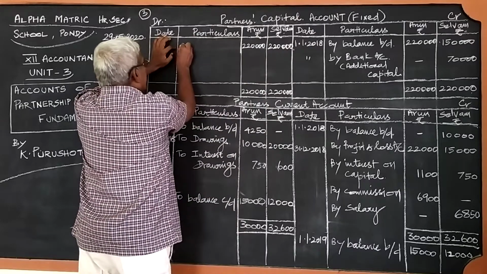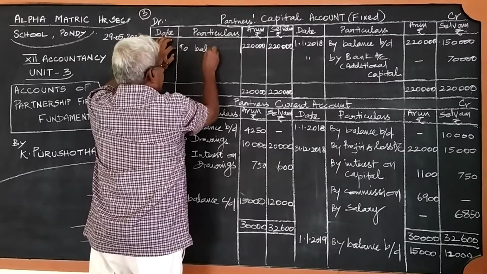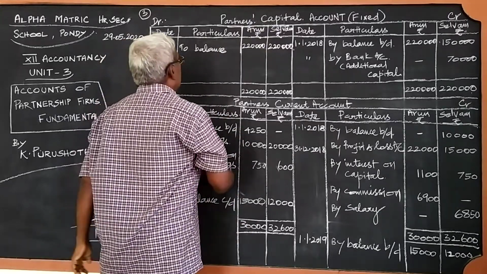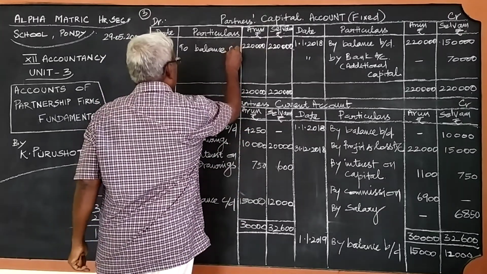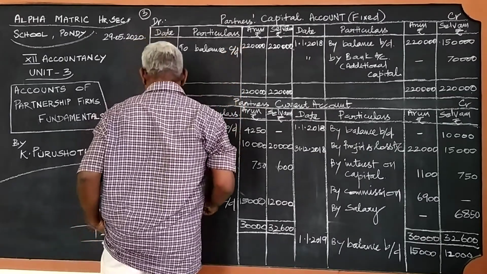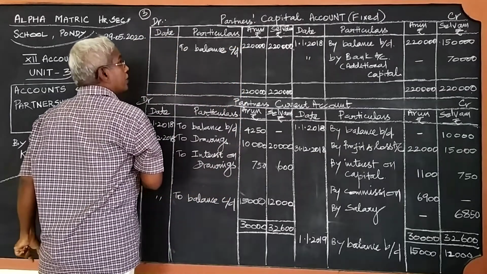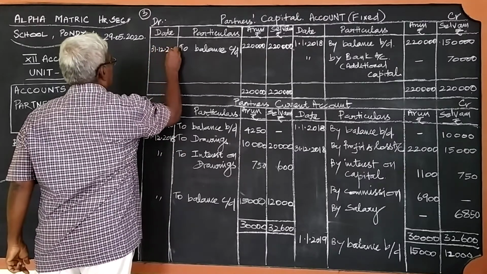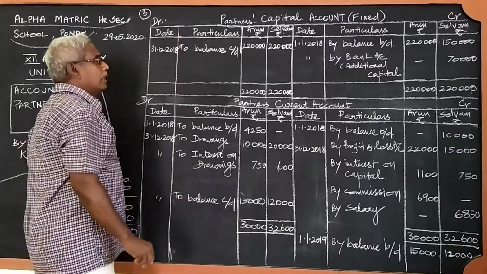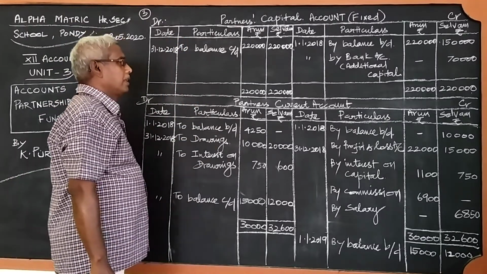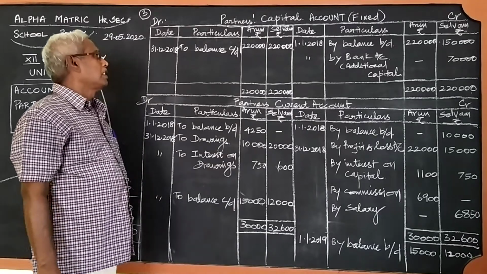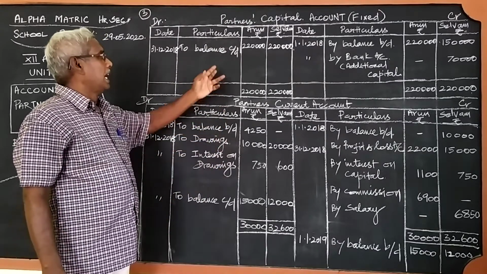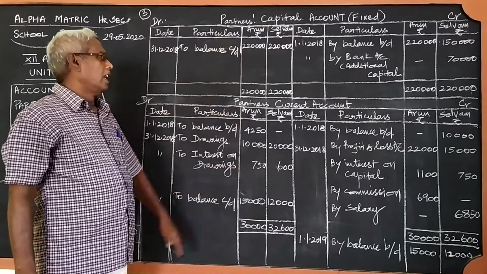And against it, to balance carried down. The date for this is the last date of the year, 31/12/2018. 31/12/2018. So, if possible, you can write 1/1/2019 balance brought down there.